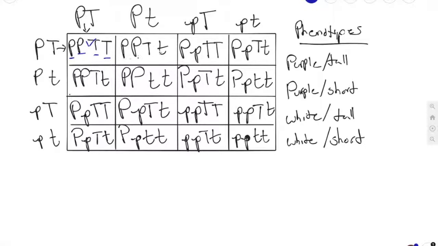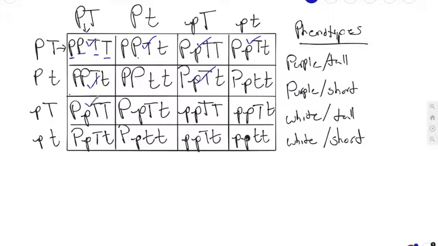This one is also purple and tall. This one is purple and tall. And this one is purple and tall. So the entire first row. This one is capital P, big P is purple, big T, little t is tall. This one is not tall. So this one is purple, but it has both little t's, so that's short, so we'll skip that one. This one is purple and tall. And then same thing here. This one is purple, but it's got little t's, so that is short, so we'll skip that one.